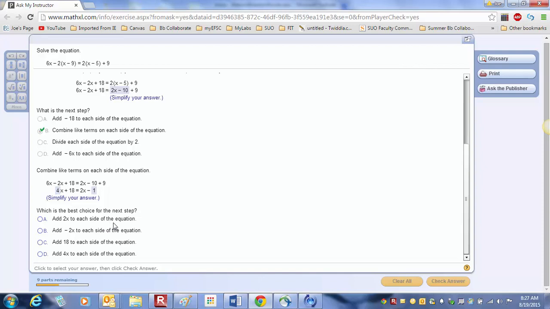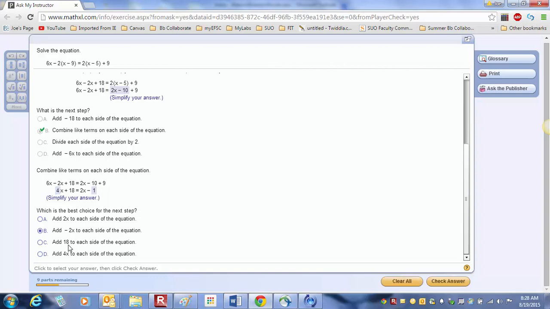Add 2x to each side of the equation. Well, if you add 2x to each side, this becomes 6x, this becomes 4x, so it's not going to help. Add negative 2x to each side of the equation. That's a great idea, because by doing that, if I add negative 2x to both sides, this will cancel, and this becomes 2x plus 18 equals negative 1. So I like this idea.